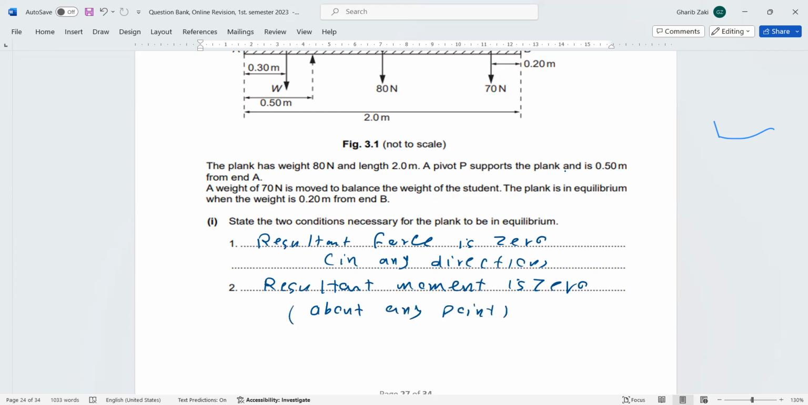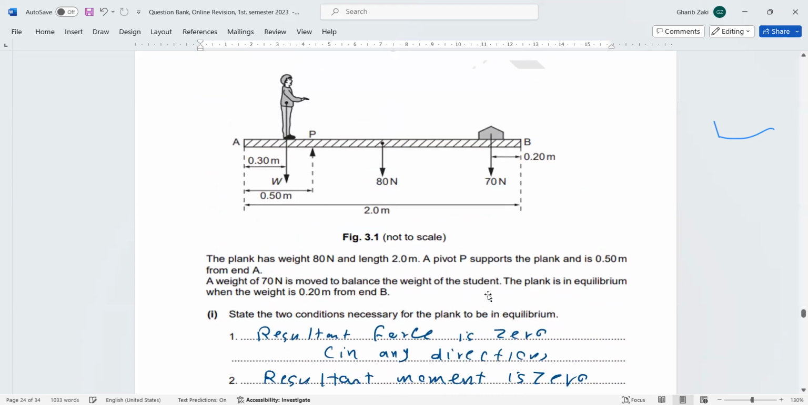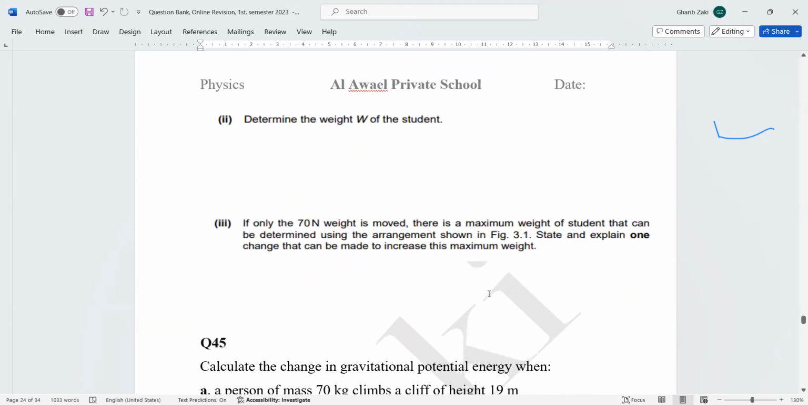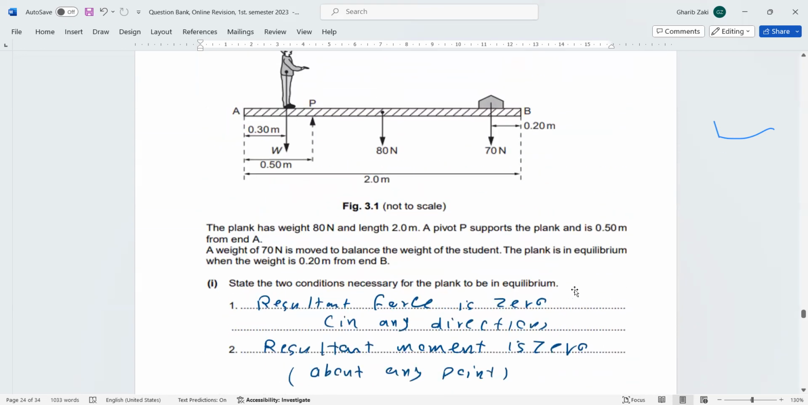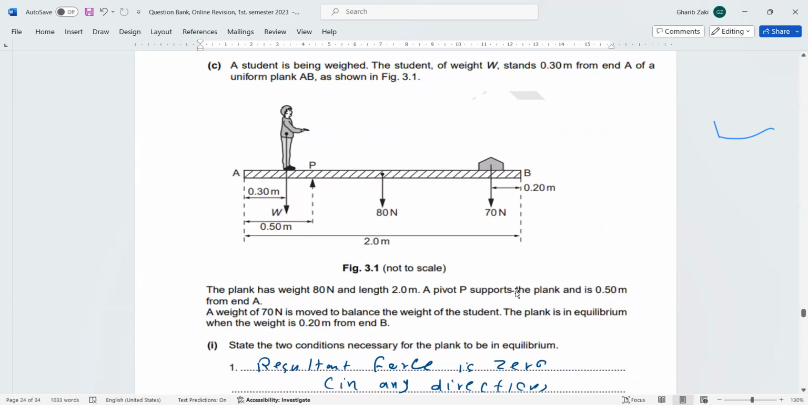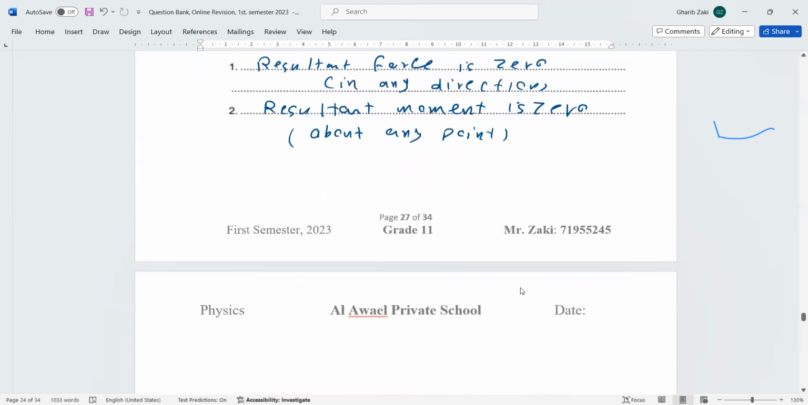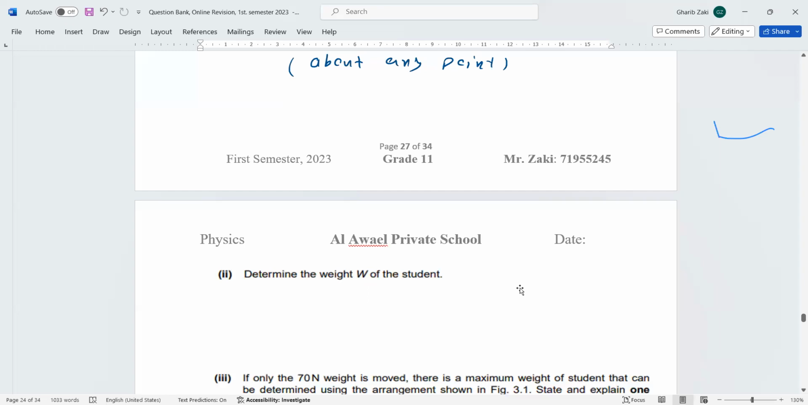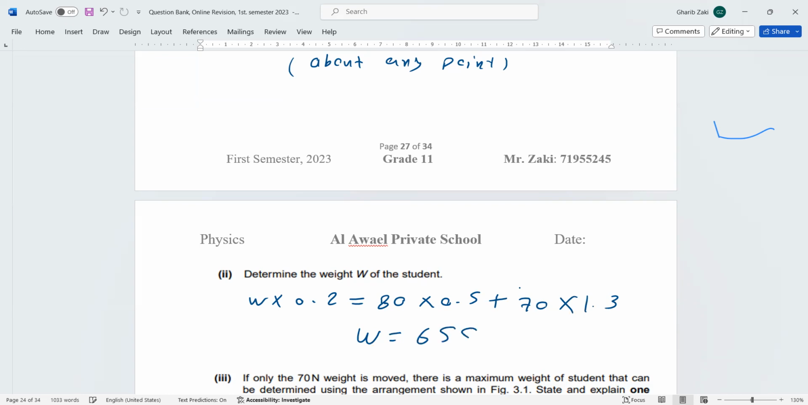Next, we need to calculate here the weight. We just need to get the distances. We solved it in the class, so I give you the value directly because of the time. The weight multiplied by 0.2 equals 80 multiplied by 0.5 plus 70 multiplied by 1.3. From this, the weight will be 655 newton.